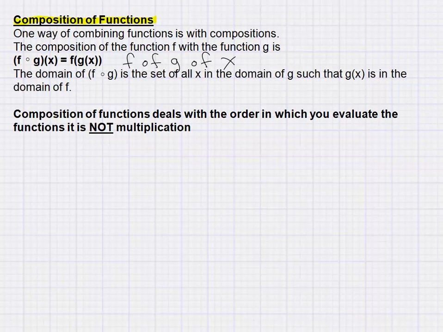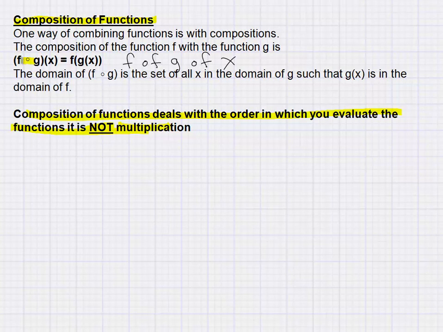But this notation with this open circle is another way of doing it. When you look at this open circle here, that's another way of sort of defining a composition or writing down the notation for a composition. And the key is that it's very similar to the way we write multiplication, but it's not. So this composition is not multiplication, right? And I have it really big here. This composition function deals with order, not multiplication.